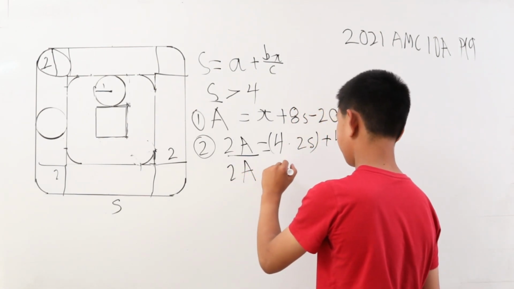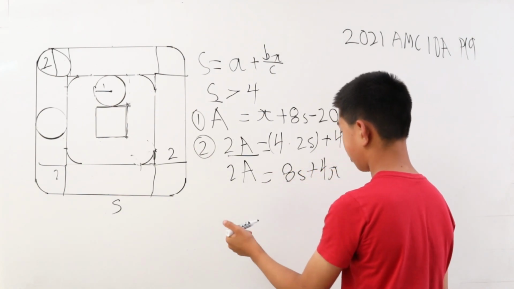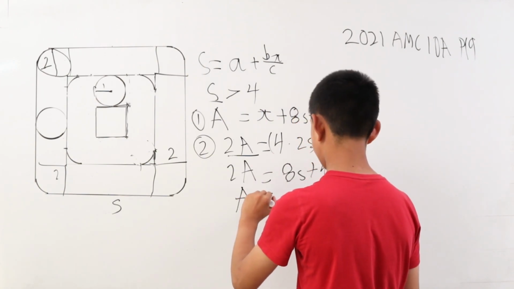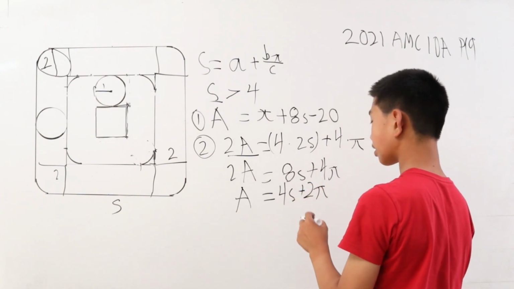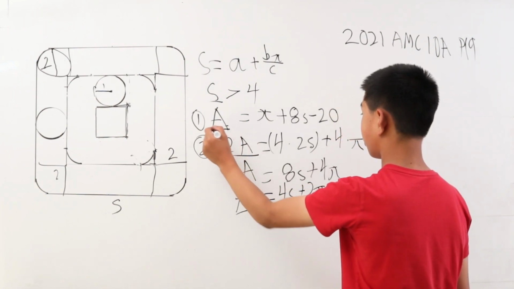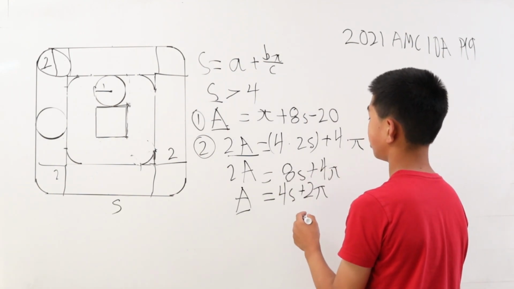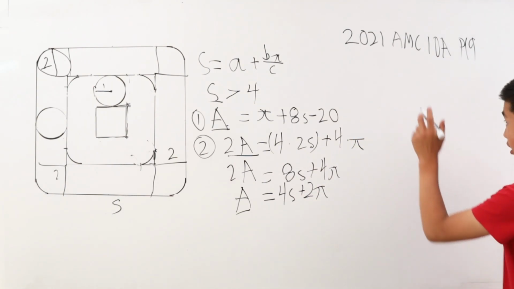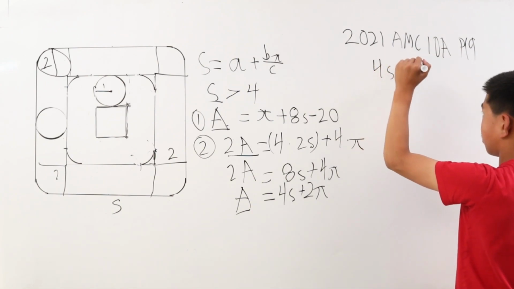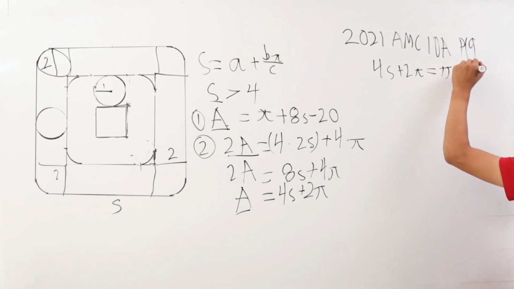2a is equal to 8s plus 4 pi. We have 2a, we can divide by 2. A is equal to 4s plus 2 pi. Now, equations 1 and 2, they're both descriptions of A. They're just different. So we want to find what s is. We can do that by setting them equal. 4s plus 2 pi is equal to pi plus 8s minus 20.